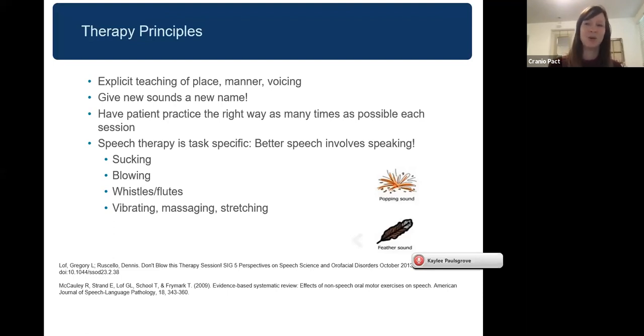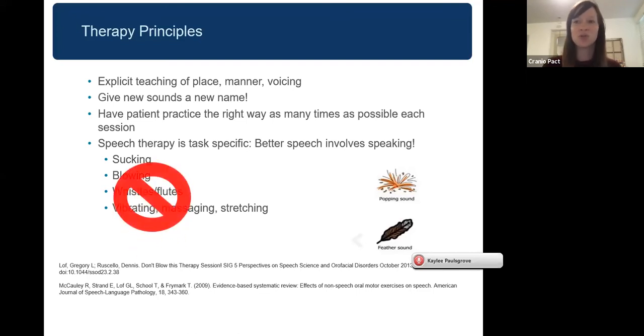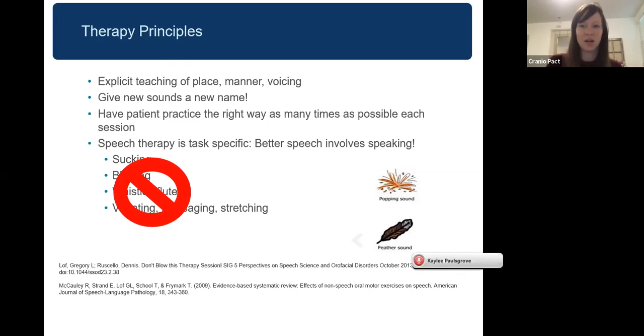So activities like sucking or blowing exercises, playing whistles, or any different kinds of massages or stretches, those do not improve speech. And so there's really no point in doing them in our therapy.